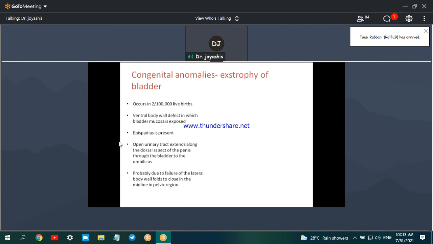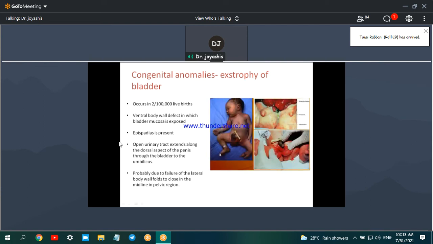And now the ectopia of the urinary bladder. This is the ectopia. Here the urinary bladder is outside the body of the fetus. This is called ectopia, an abnormal position of the urinary bladder outside the embryo. Ectopia of the urinary bladder occurs in 2 per 1,000 live births.